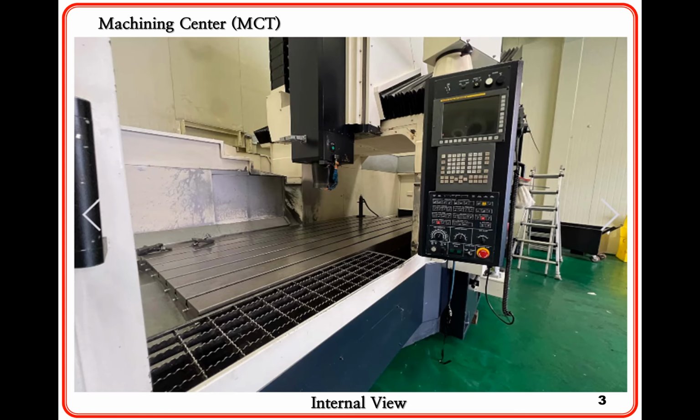You can see a table at the bottom, a tool holder and spindle above it, and a control panel that looks like a computer screen on the right. This is a machining center, commonly called an MCT.